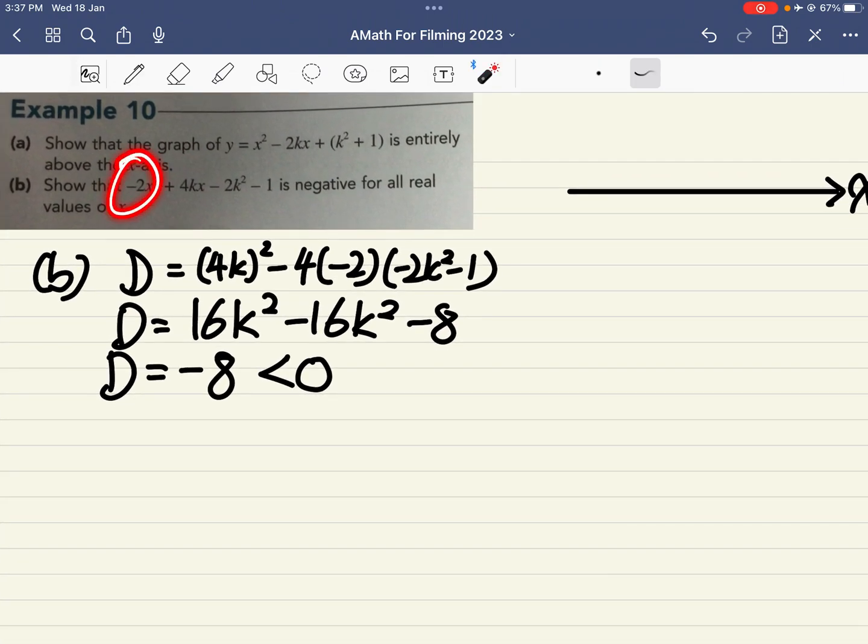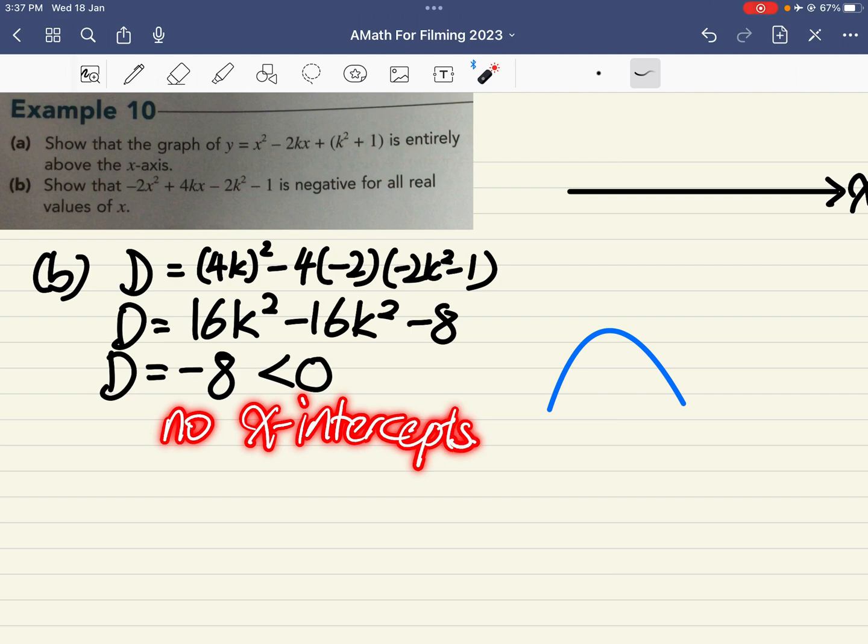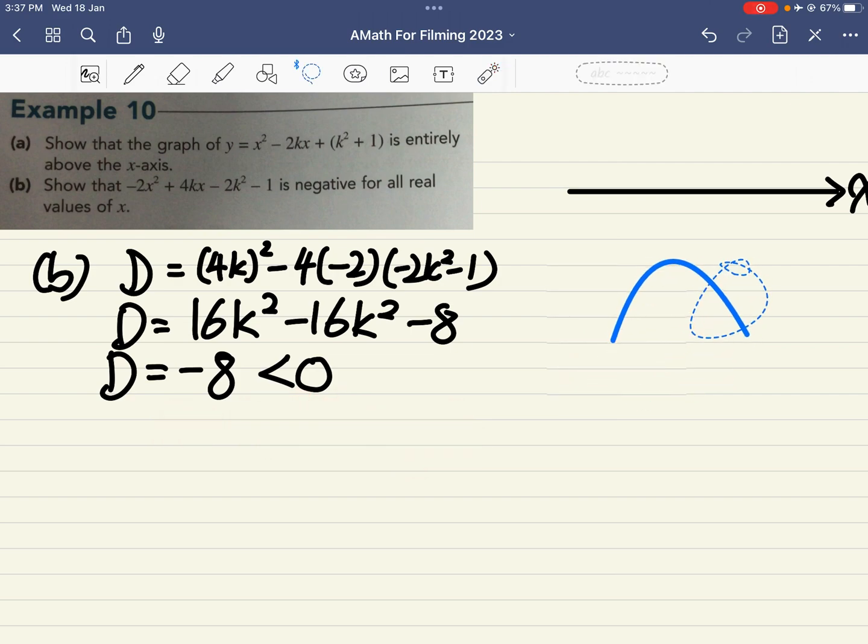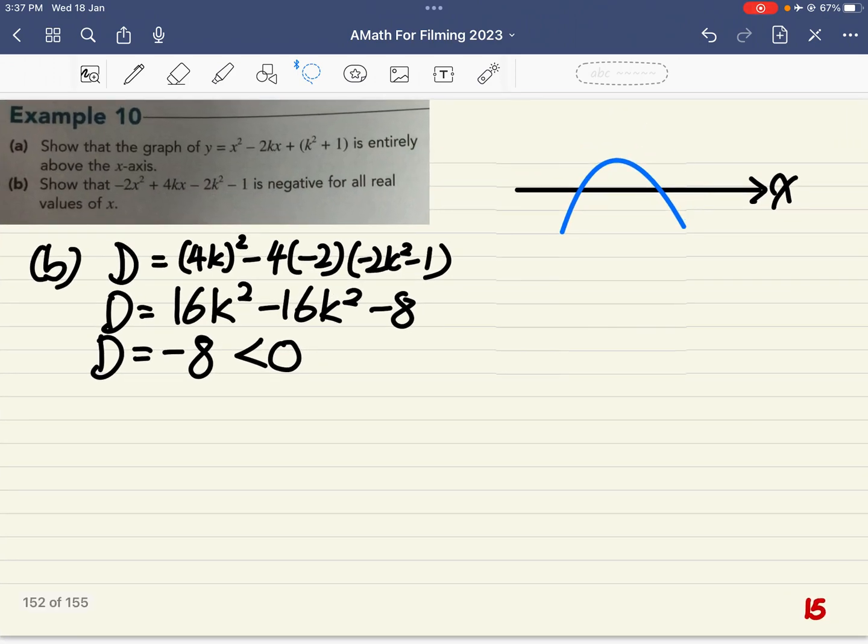First and foremost, coefficient of x squared is negative. So is it a smiley graph or a frowning graph? In this case, it should be a frowning graph. Next thing, my discriminant is less than 0. This means that there are no x-intercepts. If I were to draw this out on a diagram, first is a frowning graph. If I were to draw it like this, there would be x-intercepts. But we have established that our discriminant is less than 0, so there are no x-intercepts. Hence, it will lie completely below the x-axis, or it will always be negative.